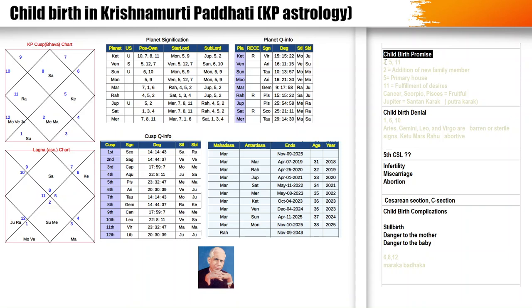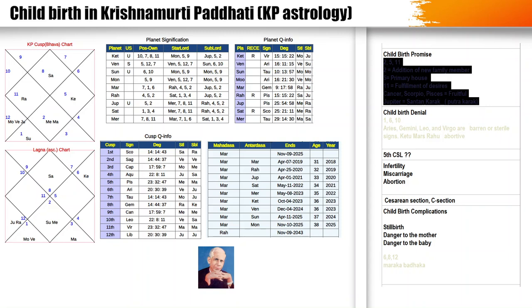childbirth promise, whether the childbirth is promised or not. Now the rules in Krishnamurti Paddhati are the houses 2, 5 and 11. Fifth house is the main house. So the significator of 2, 5 and 11 together promise a childbirth according to Krishnamurti Paddhati. Second means addition of a new family member. Fifth is the primary house for the childbirth.